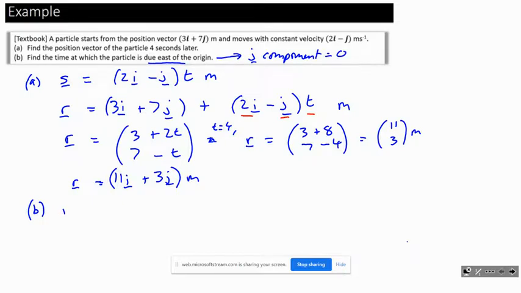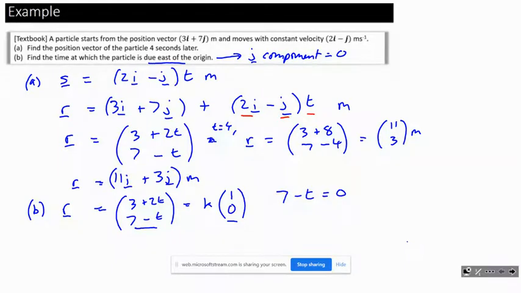So essentially, when our position vector, which is 3 plus 2t and 7 minus t, is equal to a multiple of 1, 0, when our j component is 0, or in other words, when our 7 minus t equals 0. So 7 minus t equals 0 when t equals 7. And that is the answer to part B.